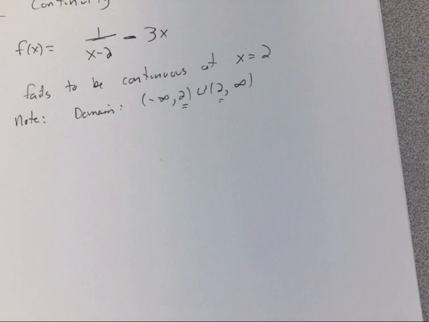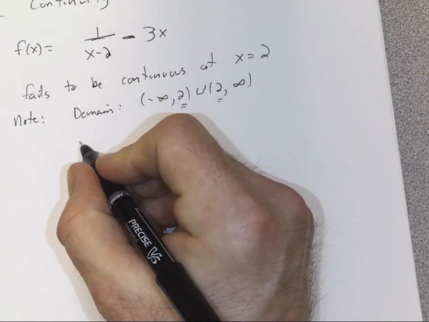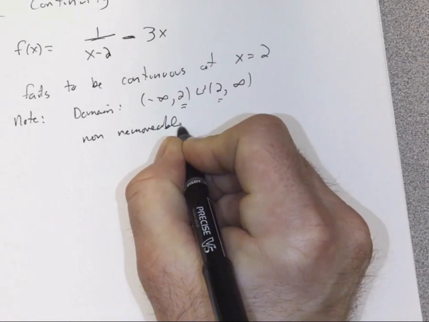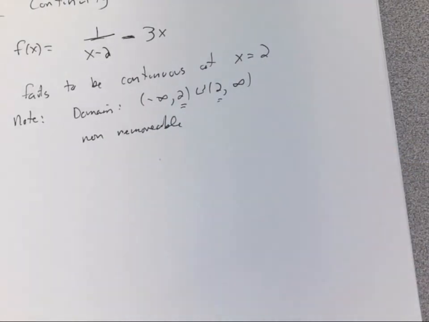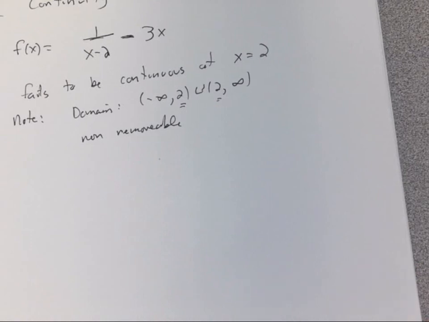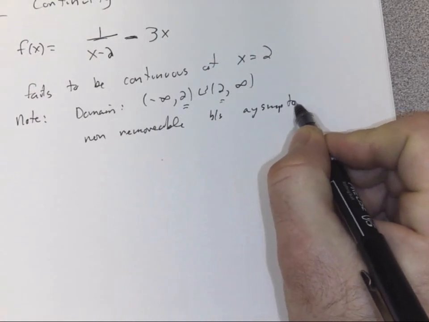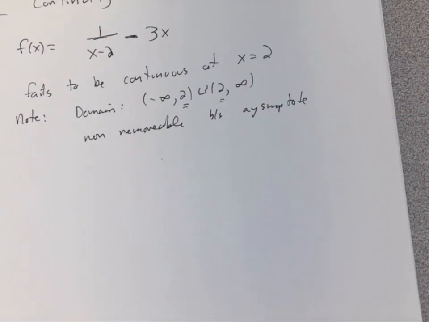What else does it say? Oh, this is a non-removable, right? It's not removable because it's an asymptote. It's not a hole, it's an asymptote. Number 17.